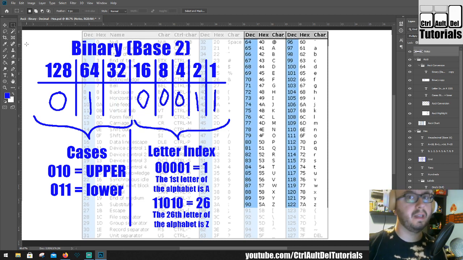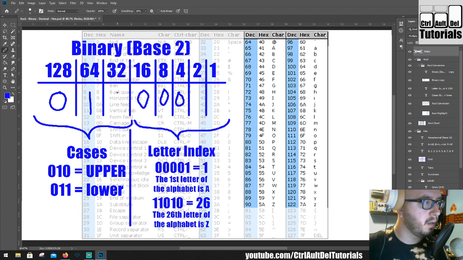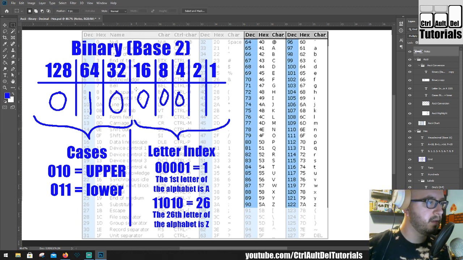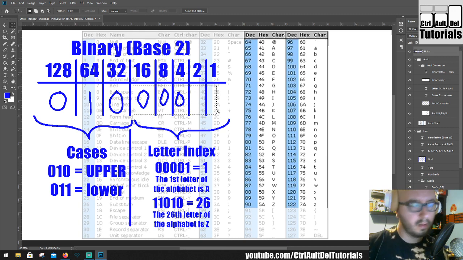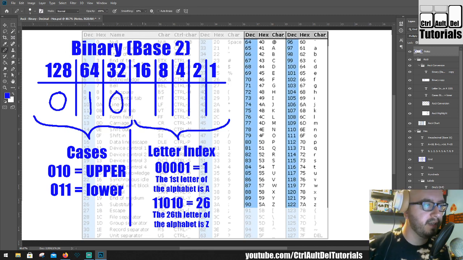Let's do a Z. We have Z on the bottom there, but let's pretend we're not looking at that. Let's get rid of those. So we want uppercase letter Z. Uppercase 0, 1, 0, and a letter Z. Letter Z would be the 26th letter of the alphabet. So we're going to need a 16 for sure to get up to that number.